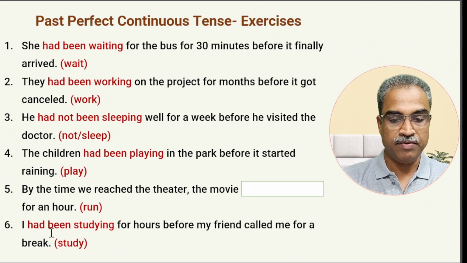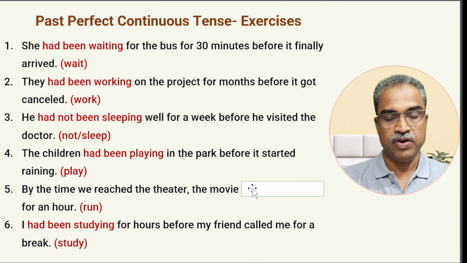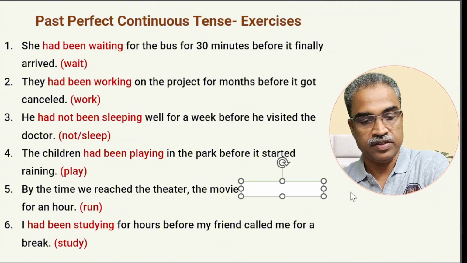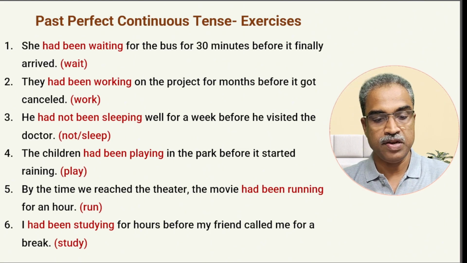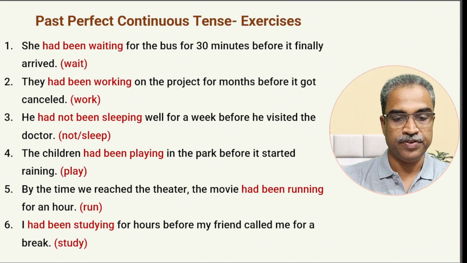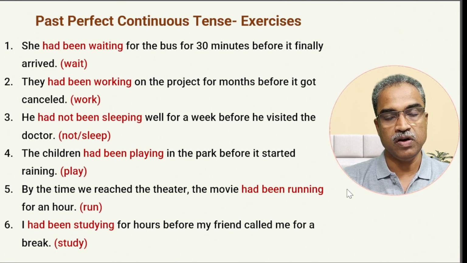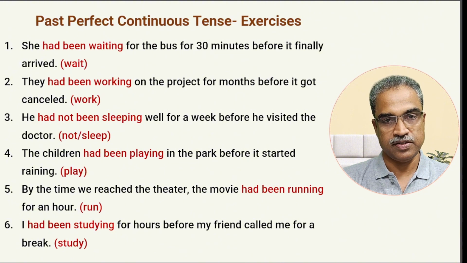And in the meantime, we have one more, the fifth one we just missed. Let's go through that as well. By the time we reached the theater, the movie dash for an hour. The movie had been running for an hour. So these are some of the exercises, and I'm sure you got almost all the answers correct. So this is how we use past perfect continuous tense.